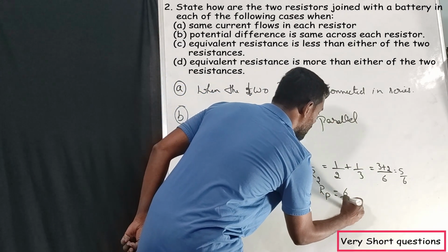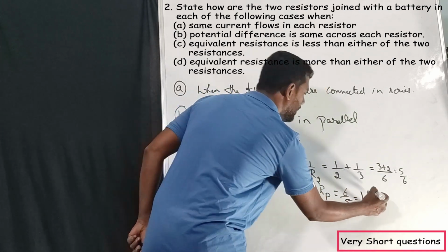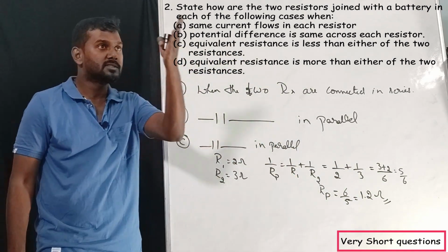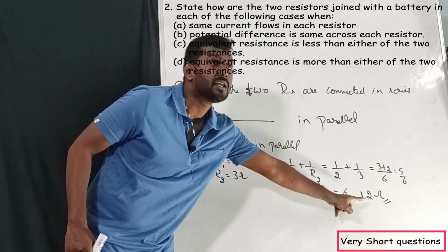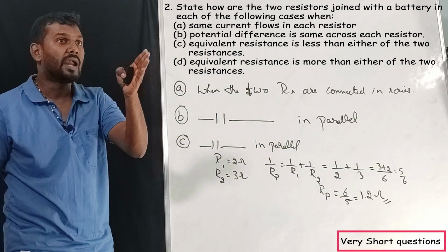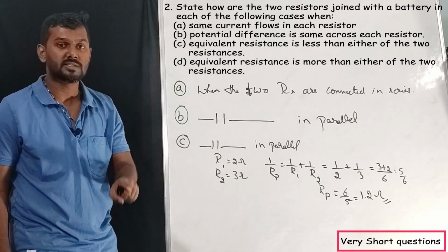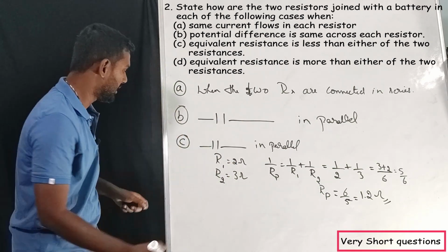So, it will be 5 by 6, it will be around 1.2 ohm. So, this is the final answer. So, they are telling, now you can understand, equivalent resistance is less than either of the two resistances. When is this possible? When the two resistors are connected in parallel.